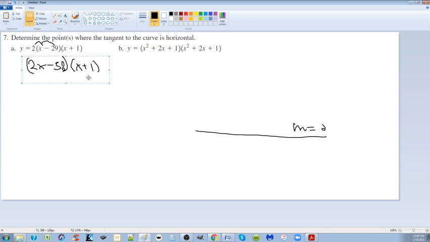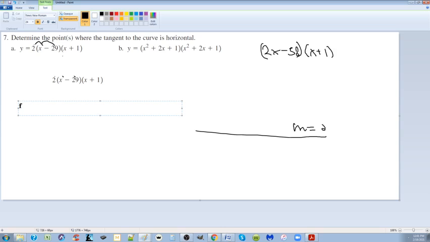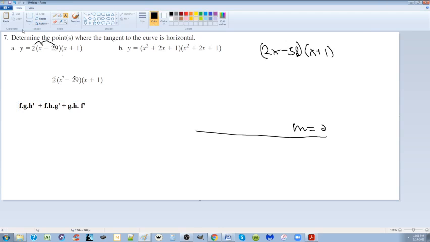Here, let me do it both ways. So that's as if I expanded it through. And let me show you the product rule for this one. It says that I have to take the function f times g times the prime of h. And then I have to add it to f times h times the prime of g. And then I have to add it to g times h times the prime of f. If I assigned an f here, a g here, and an h here, and I follow that rule, here's what I get.